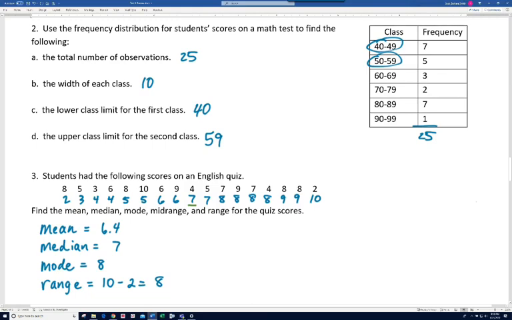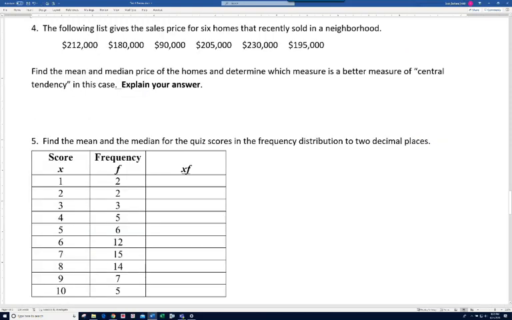So for the mid-range, which I missed, you just average the lowest and the highest score. So 10 plus 2 divided by 2, and you get 6. So the mid-range is just a quick way to find a measure of central tendency. It may or may not be accurate enough depending on what you're doing. All right, let's move on to the next slide.